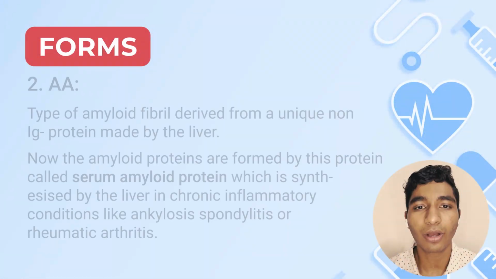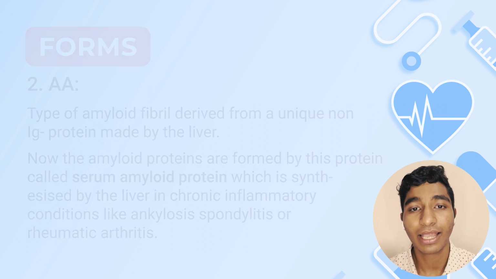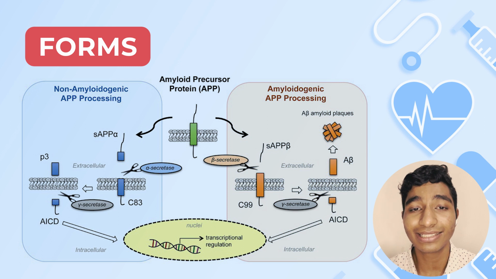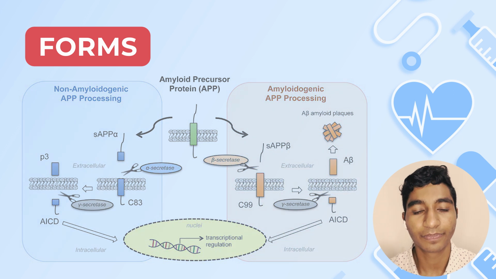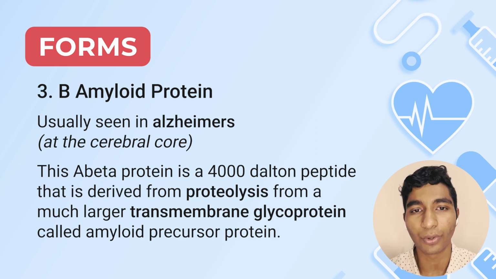Now, the next type we will talk about is the AA type. This is an amyloid fibril which is produced by the liver, right? So serum amyloid protein, SAA, is produced by the liver. And this type of amyloidosis is seen in chronic inflammatory conditions such as rheumatoid arthritis and ankylosing spondylitis, and in these conditions there is an increase in the serum amyloid protein produced by the liver, and in turn more deposition of amyloid. The third type we will look at is beta-amyloid protein. Now this is usually seen in Alzheimer's at the cerebral core.